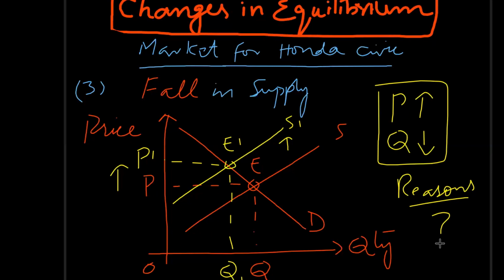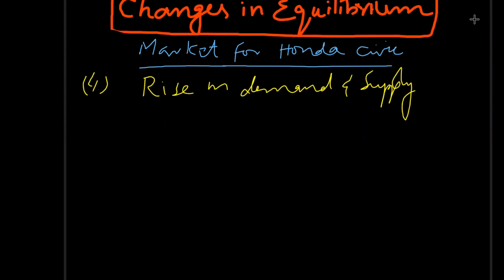Reasons for decrease in supply can be increase in indirect taxes by the government or removal of subsidy. Similarly, rise in cost of production may also lead to fall in supply of Honda Civic cars.